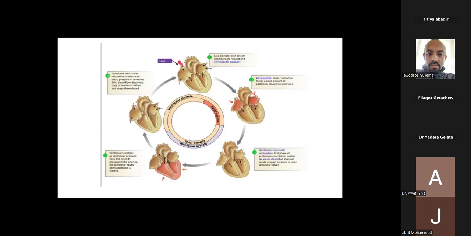And this is the early ventricular filling phase, or rapid ventricular filling, because blood goes to the ventricle very rapidly, to both the right and left ventricle. Then after 80 to 90% of blood comes to the ventricle, the rest of the blood will be evacuated from both atria by atrial contraction.